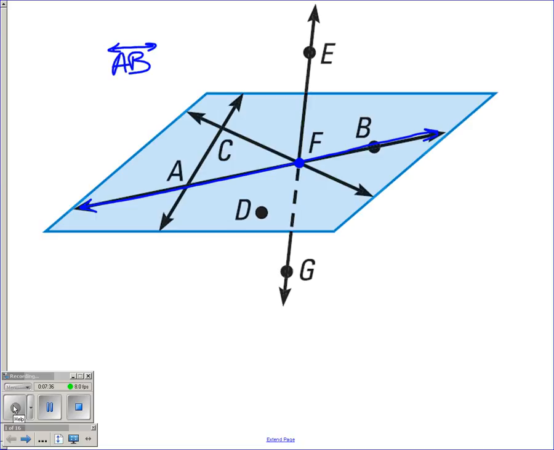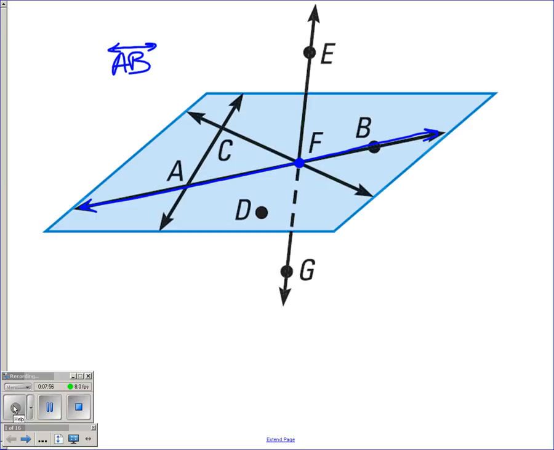And because plane AFD is the blue plane, this line AB is in that plane. So it's intersecting the plane at every point on the line. That's one way of labeling it.